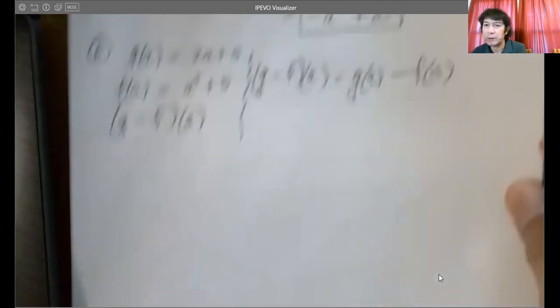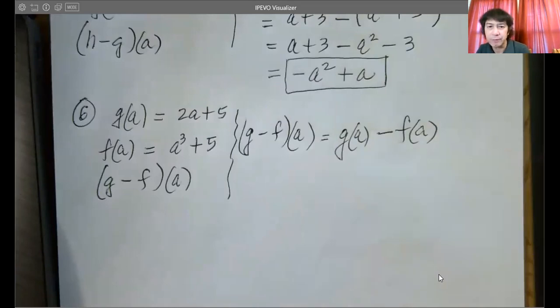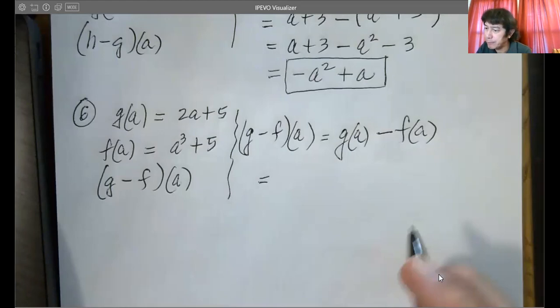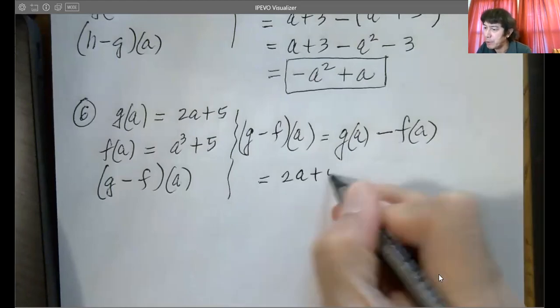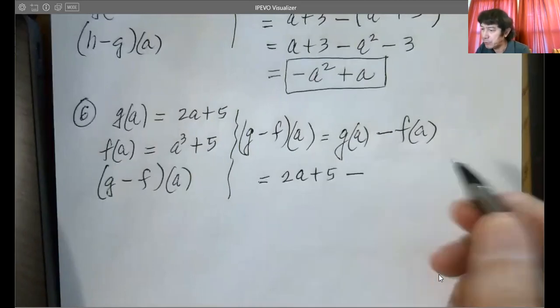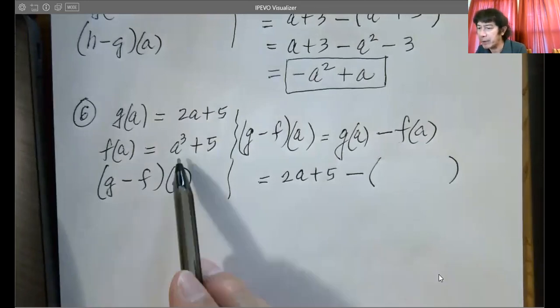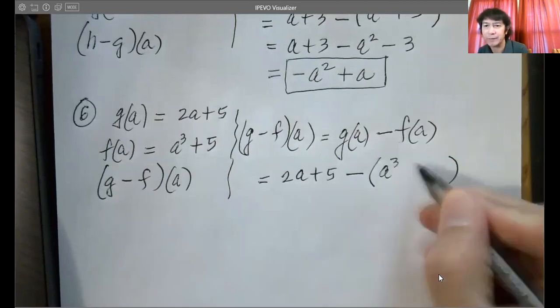And so we directly substitute. This is g of a first, minus f of a. So g of a is 2a plus 5. Then followed by the minus, you can see there, that's minus. And then you have to group that because you have f of a over here, that's a cubed plus 5. So this is a cubed plus 5 there.